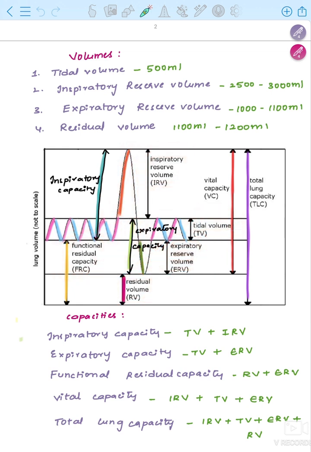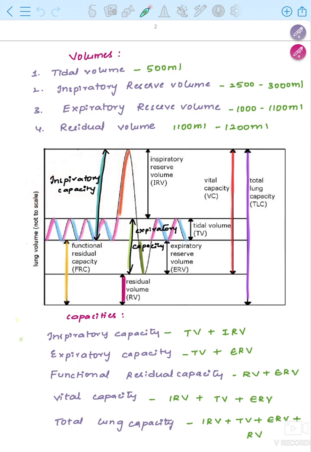Right, now we will look at inspiratory capacity. What is inspiratory capacity? After normal expiration, it is the capacity of the lung for maximum inspiration. So the normal tidal volume inspiration and the additional volume of air which is inspired forcefully is known as inspiratory capacity.